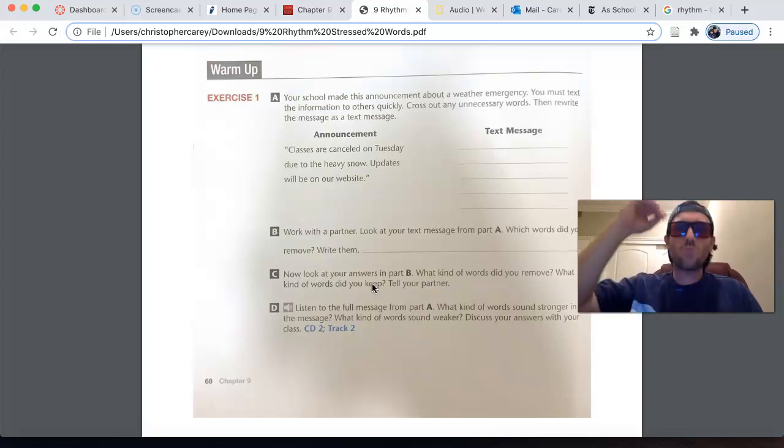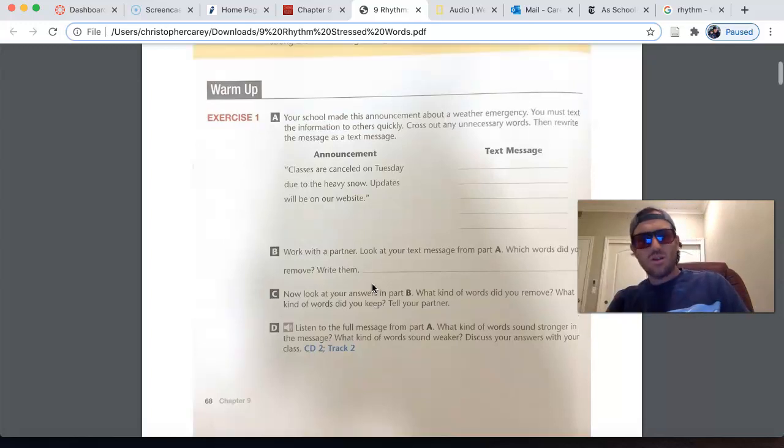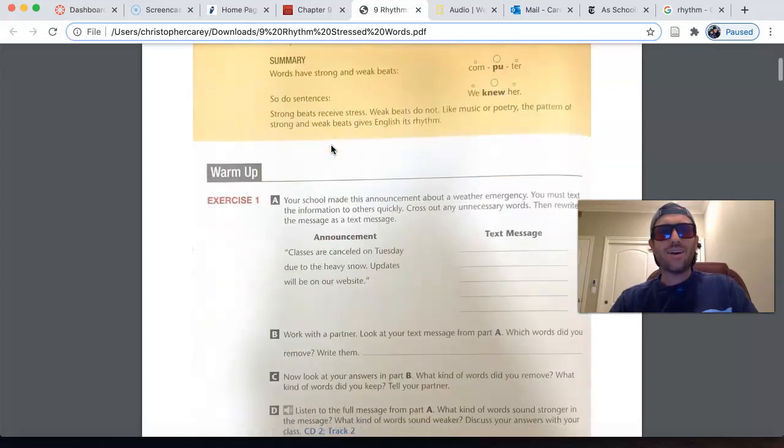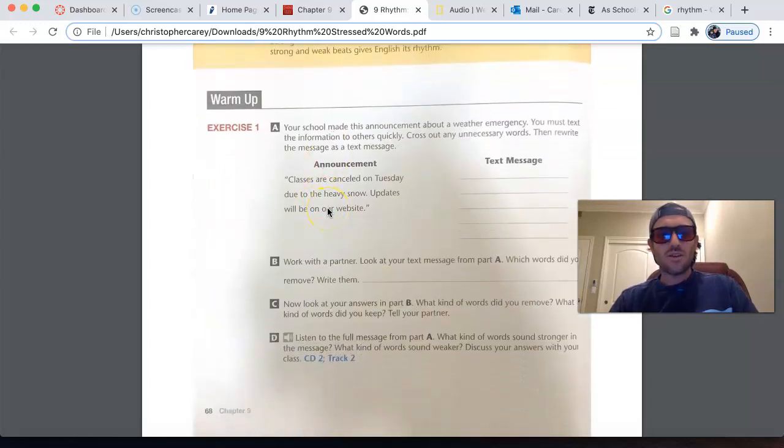I mean, this is the rhythm that we're talking about, right? How some words have strong beats, word stress, and other words have weak beats, no stress. My question to you, and this is one of the learning objectives, is which words are stressed? And why are those words stressed? Okay, we get it. English has rhythm. All languages have rhythm. But why? Why are some words stressed and other words not? And which ones? That's what we're going to look at this chapter.